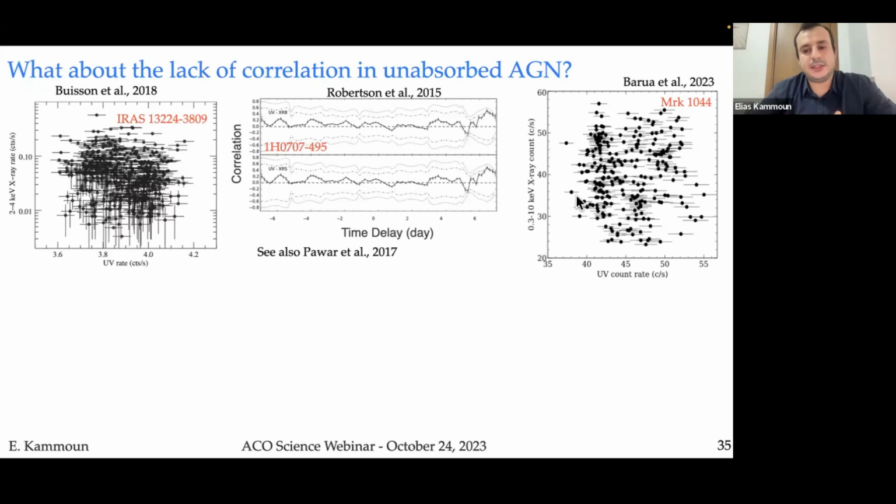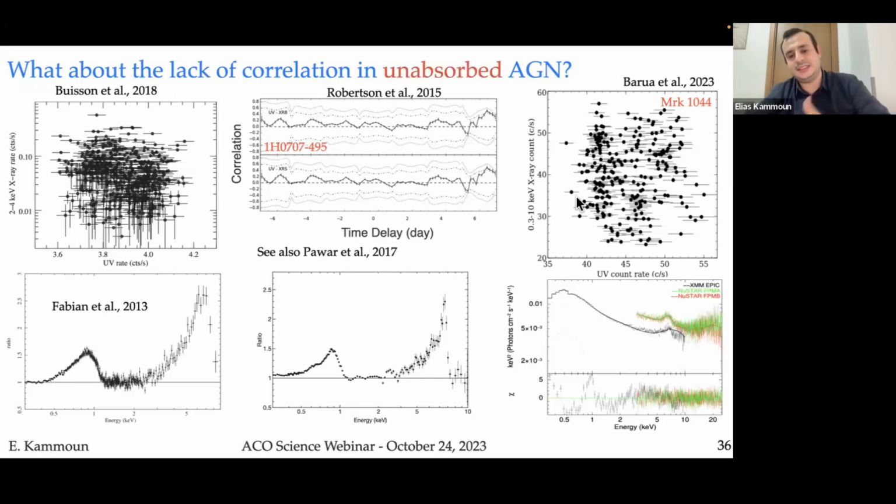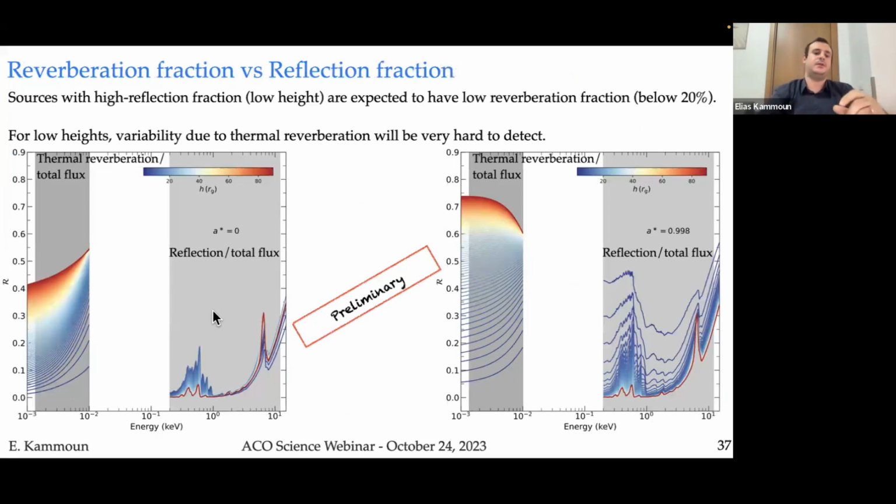Surprisingly, if we look at these 3 sources and their X-ray spectra, we see that all of them have quite strong reflection features. So what does that mean? We are now at the beginning of that investigation, but this is a very important thing.